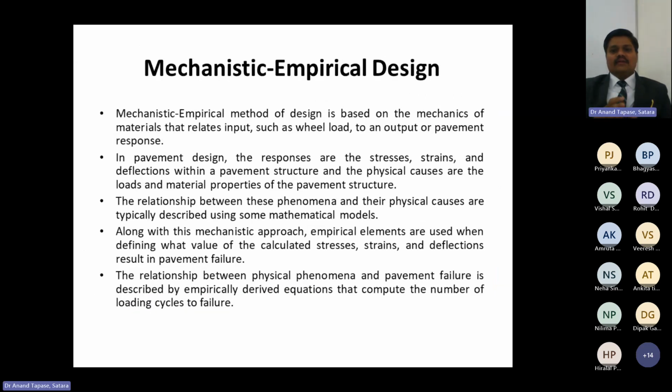Well, we need to look at the responses. We should focus our attention on the responses. That is, what type of stresses are developed, what type of strains are developed, what is the deflection taking place here. So in case of flexible pavement, we will be restricting to the strains and the deflection parameters.